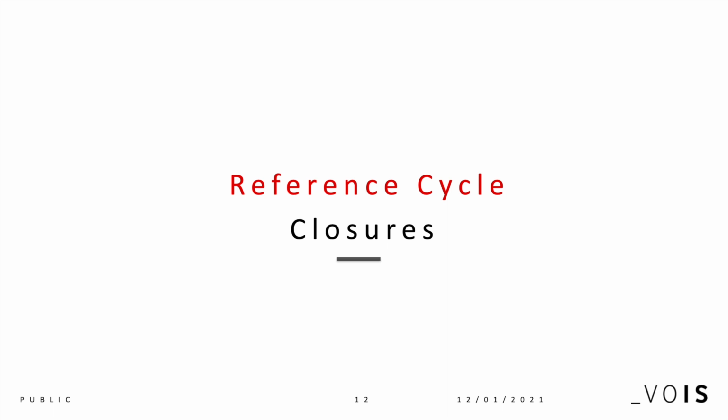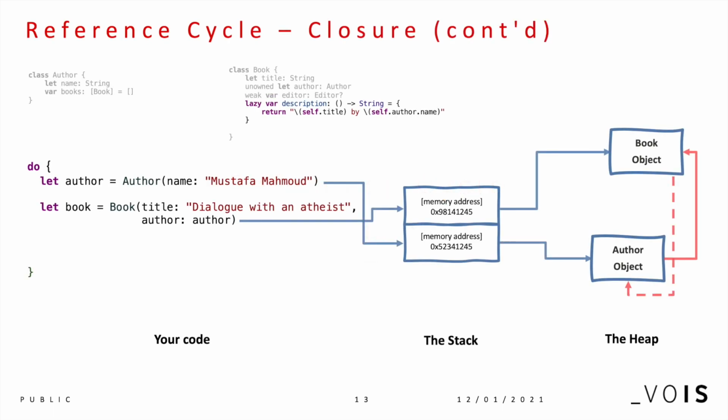Let's see that in an example. For example, if we add a lazy property that computes the book's description for the book class. When we call the description in our scope, the book object creates a block of memory for the description and holds its reference. At the same time, description strongly captures self through title and author, which in turn increases the reference count for the book object.